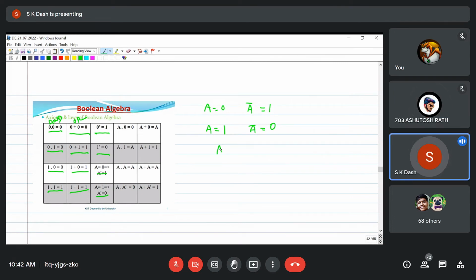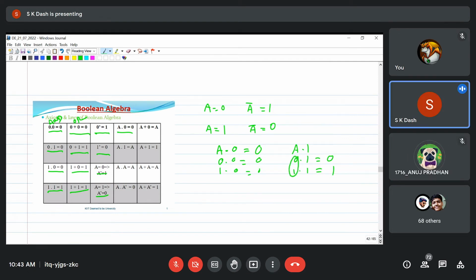Now, if you have a variable A, you take A dot 0. What will happen to the output? A can take two values, 0 or 1. So 0.0 or 1.0, only two possibilities. Each time it will be 0. So A dot 0 is always 0. What will be A dot 1? Again, two values are possible for A. What is 0.1? 0.1 is 0. 1.1 is 1. It depends upon the value of A. So A dot 1 is A.